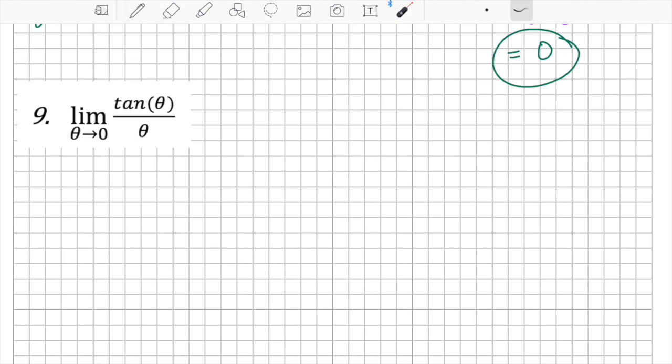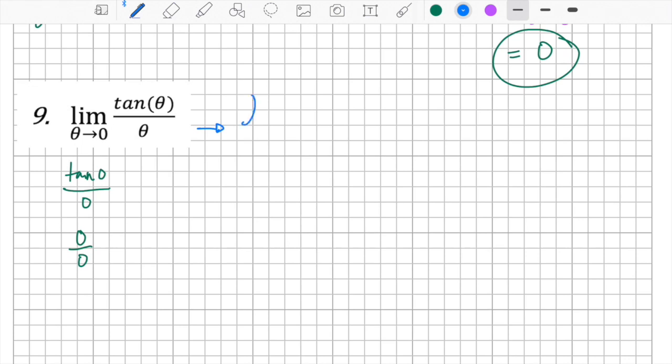Okay, for this one, what we want to do is find the limit as theta approaches 0 of tangent theta over theta. So first thing, like always, let's use direct substitution. If I plug it in, we get tangent of 0 over 0. But tangent of 0 is 0, so we have 0 over 0. So again, that tells me that I have to somehow manipulate it.